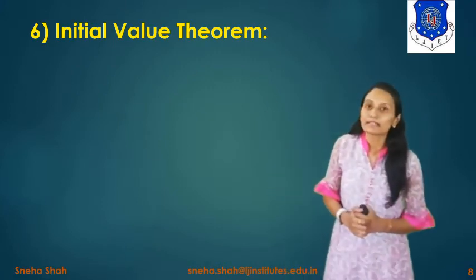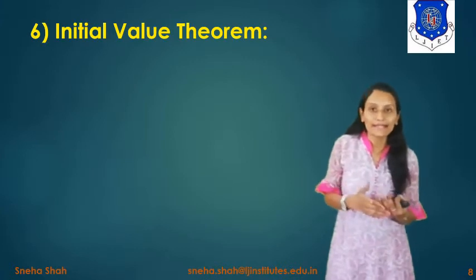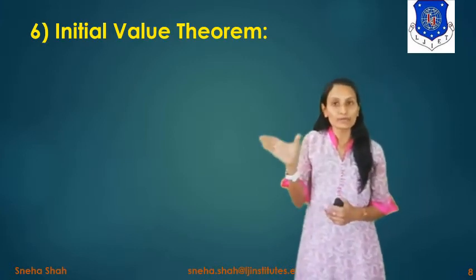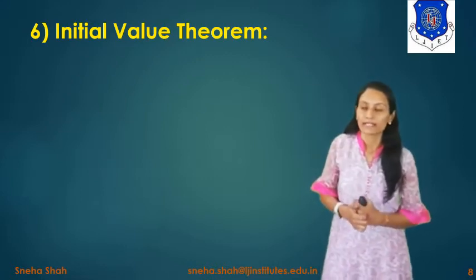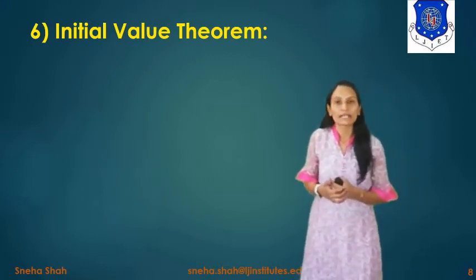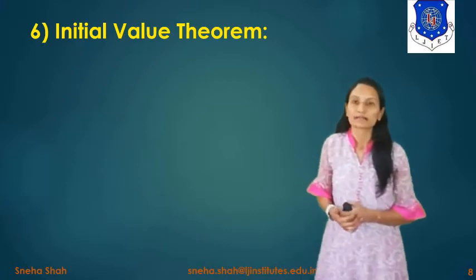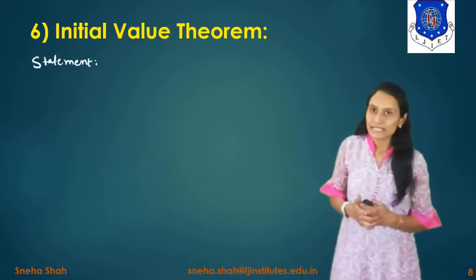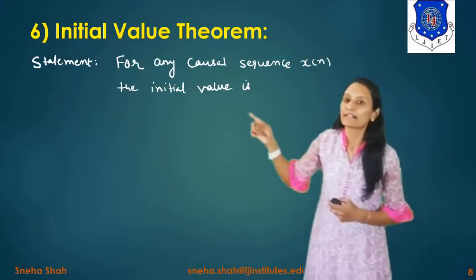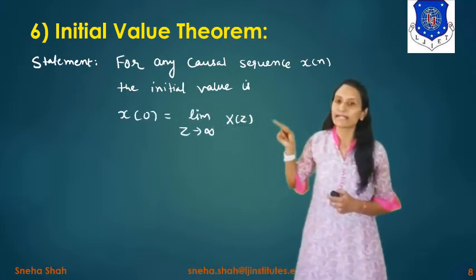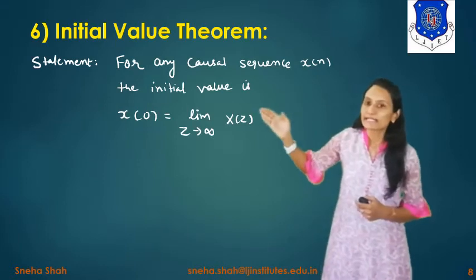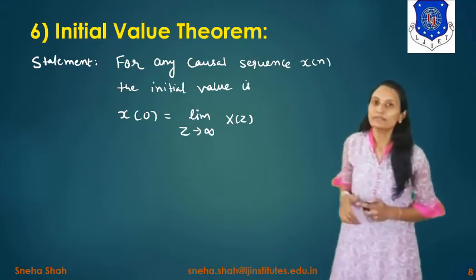If I am taking the bilateral Z transform, or bilateral sequence, or we can say a two-sided sequence, then we can find the value of x of minus infinity, right? So for this reason, we are using the causal sequence. So if I am taking any causal sequence, then the initial value gives you x of 0 equals limit z tends to infinity x of z. So this one is the statement for the initial value theorem.